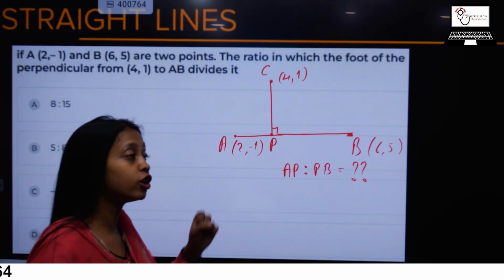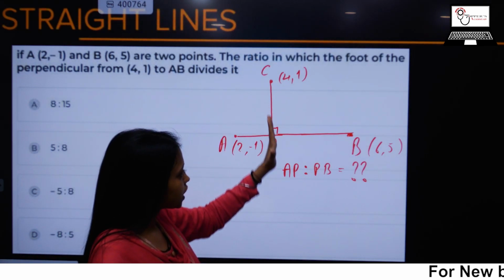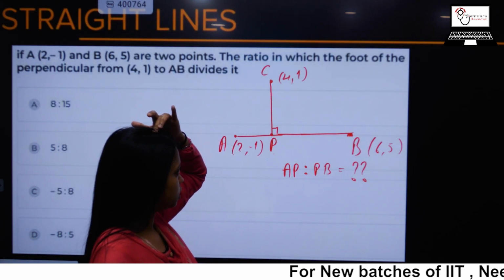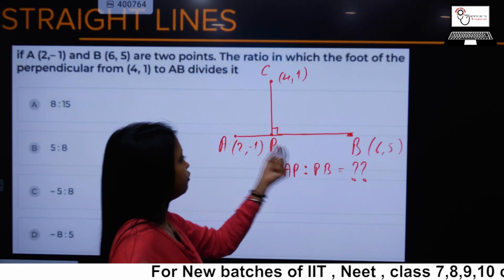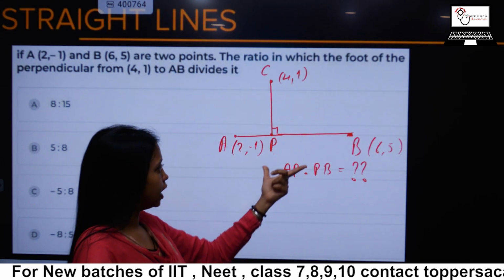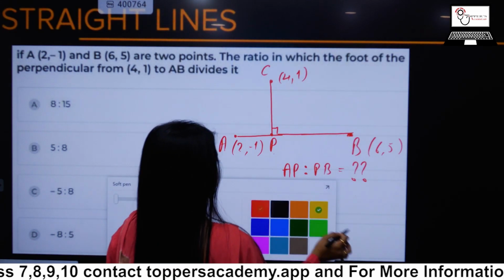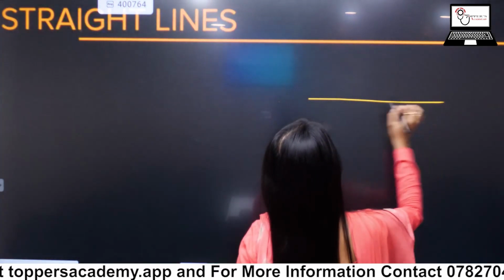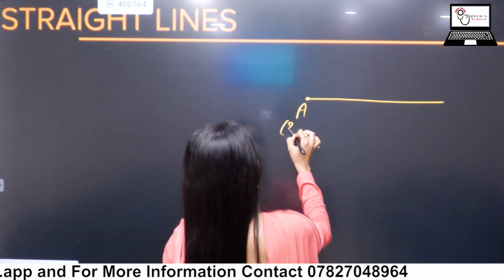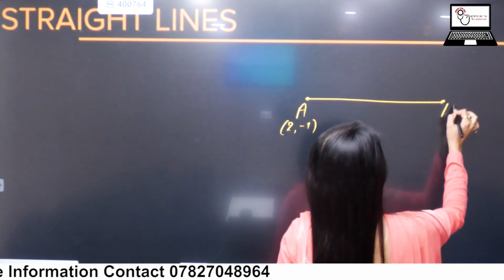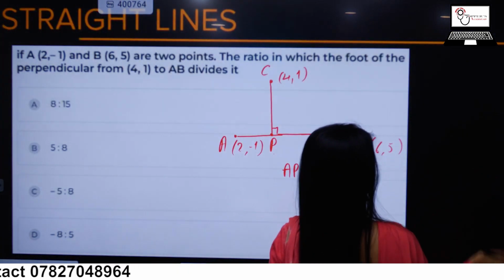What is the P point? And for that, what about the equation of AB? Can we find the equation of AB? I don't think it's very difficult. This is simply the 2-point form. So, the equation of a line which joins 2 comma minus 1 and B which is 6 comma 5.